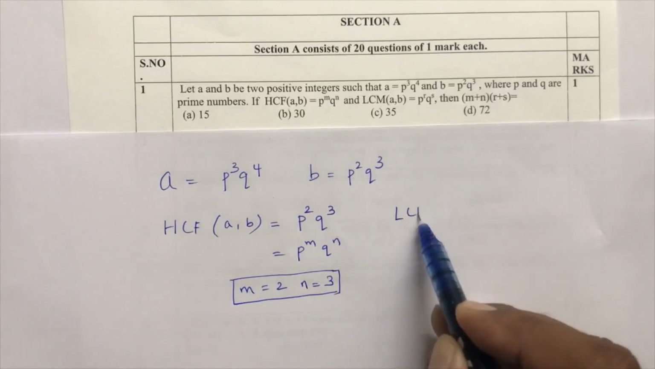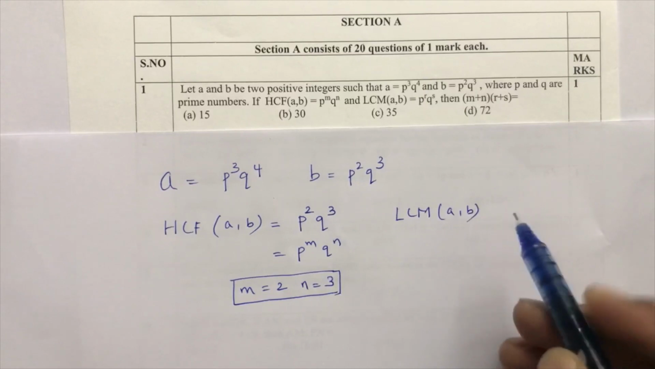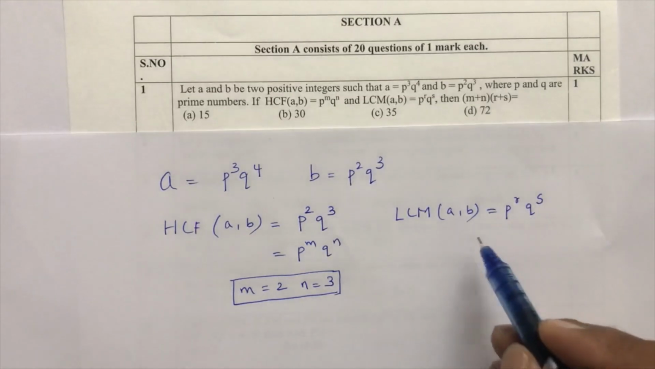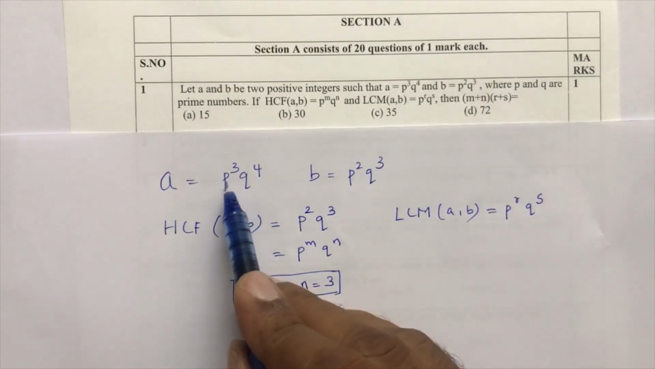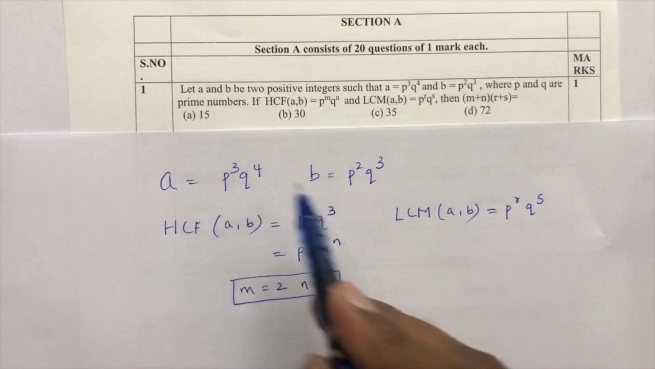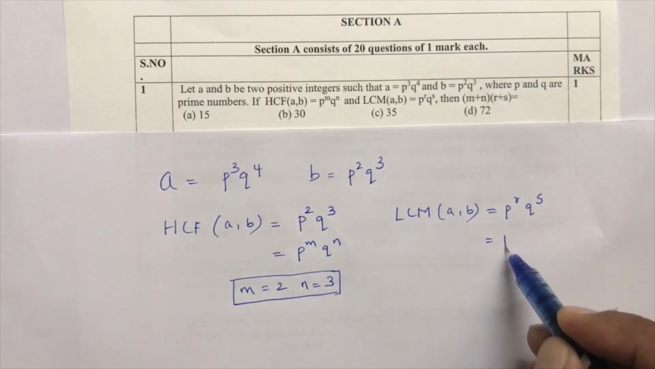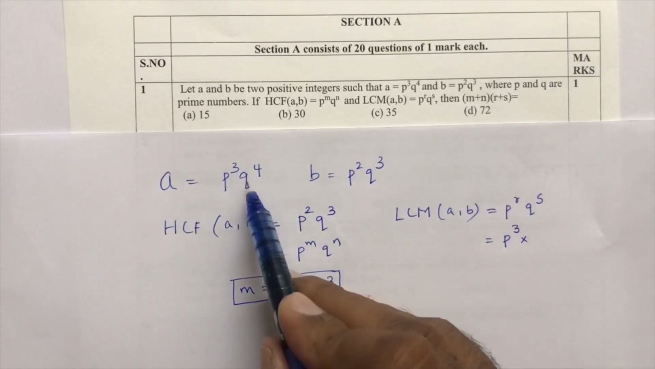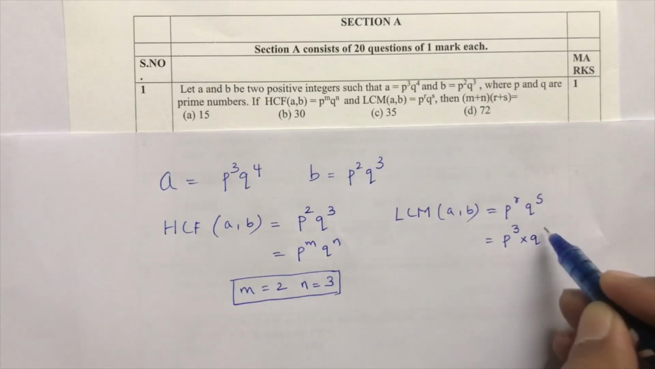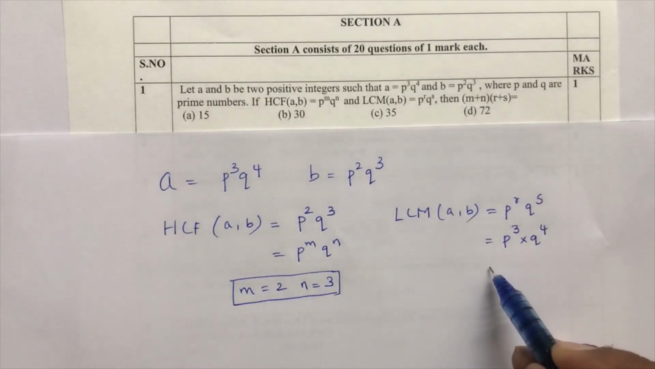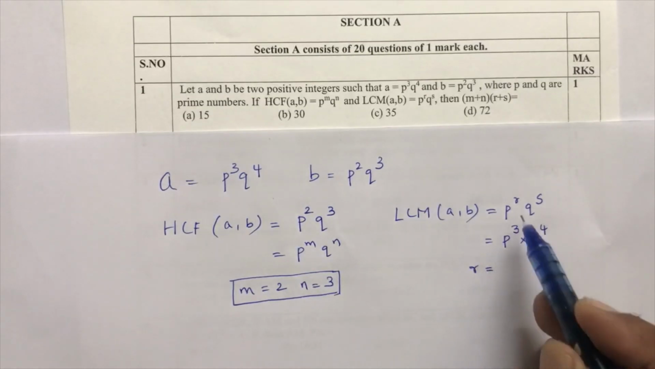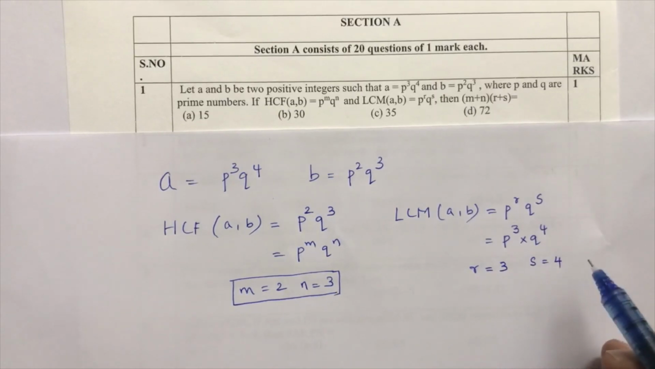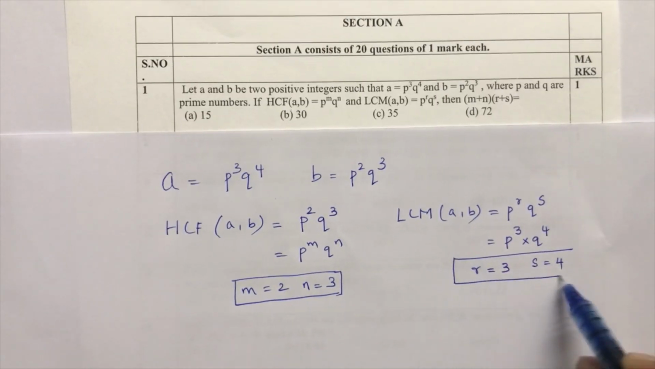Now the LCM of A, B is P power R and Q power S. While finding LCM, P cube Q power 4 and P square Q cube, we take the highest powers: P power 3 and P power 2, so P power 3; Q power 4 and Q power 3, so Q power 4. Comparing, R is 3 and S is 4.